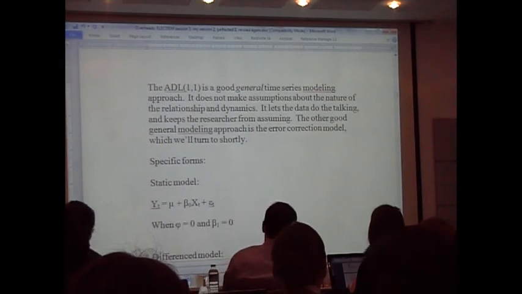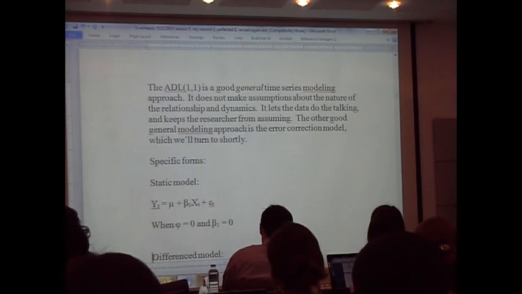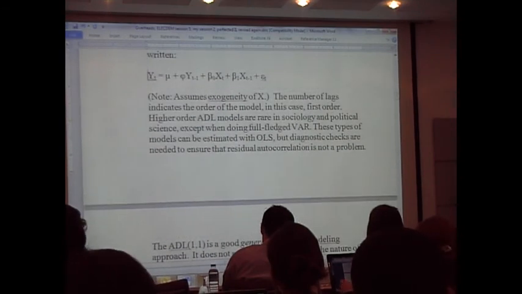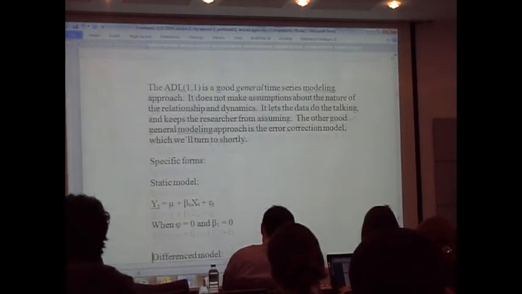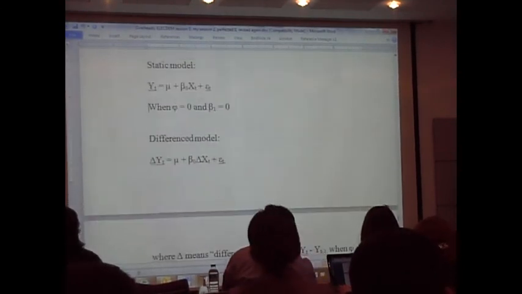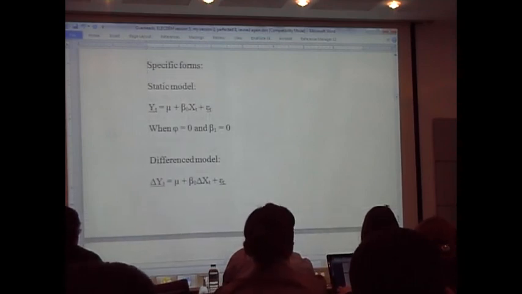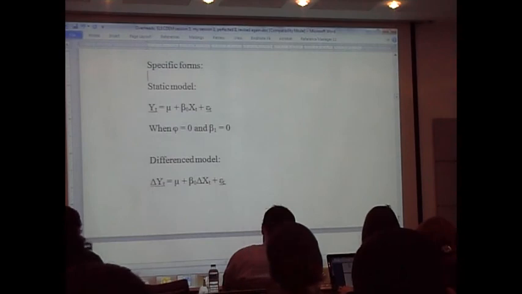Okay, so the ADL is a really, really good general modeling equation. Just remember this equation, keep this in mind: lag y, current x, lag x, okay? Why do I say it's a really good general modeling approach? Well, what if this is the real universe?